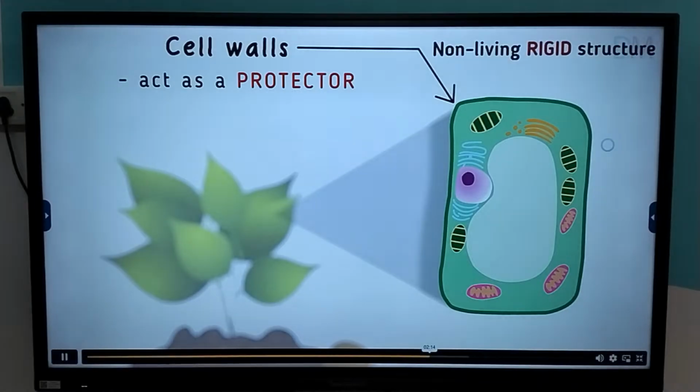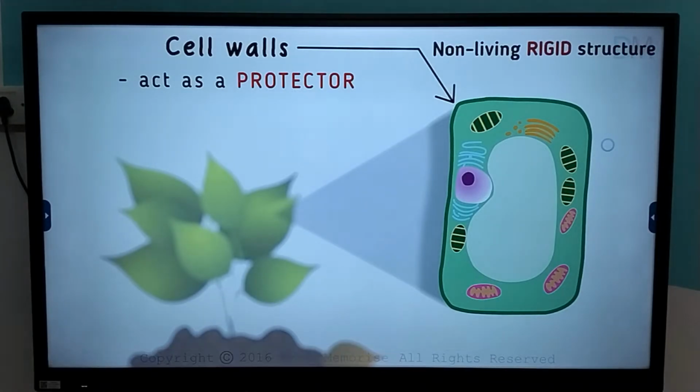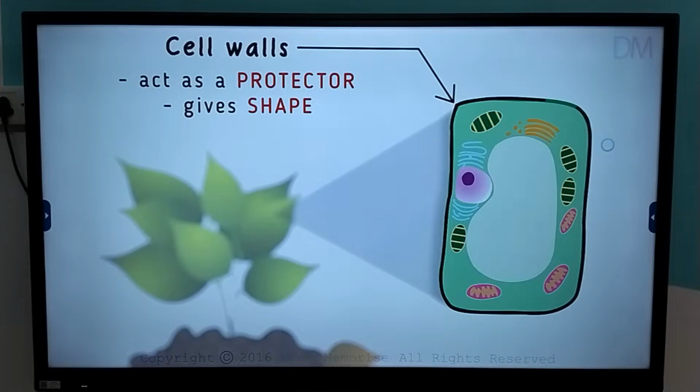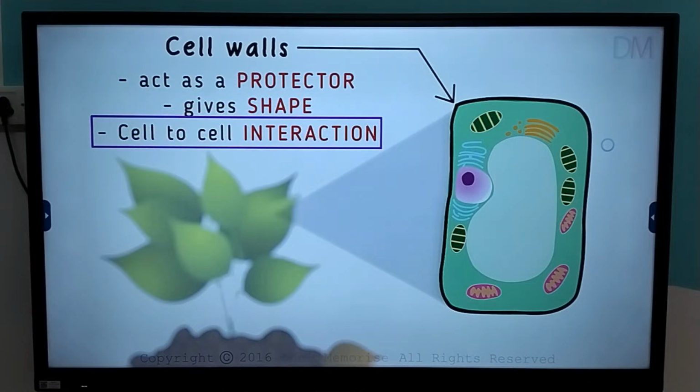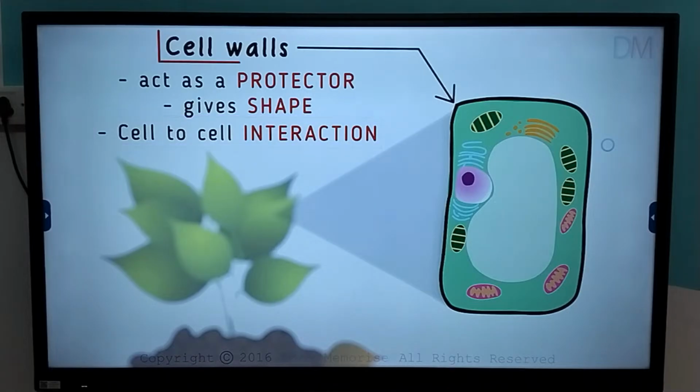This is a non-living rigid structure around the plasma membrane and is made up of cellulose. It not only acts as a protector but also gives shape to the plant cells. It also helps in cell-to-cell interaction and provides a barrier to undesirable macromolecules. It protects, it gives shape to the cells, and it helps in cell-to-cell interaction. Clearly, the cell wall is a very important part of the plant cell structure.